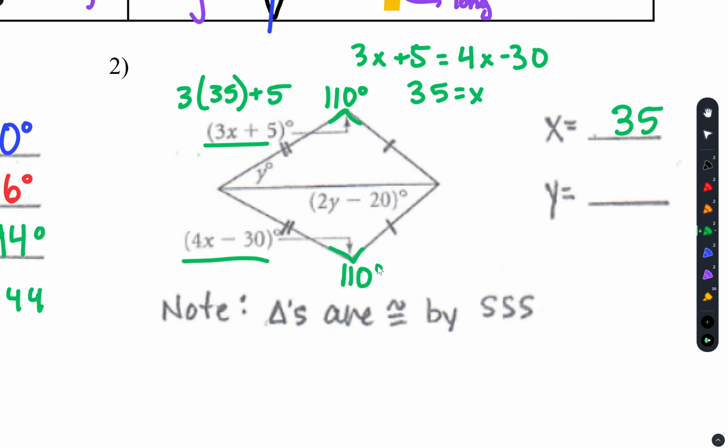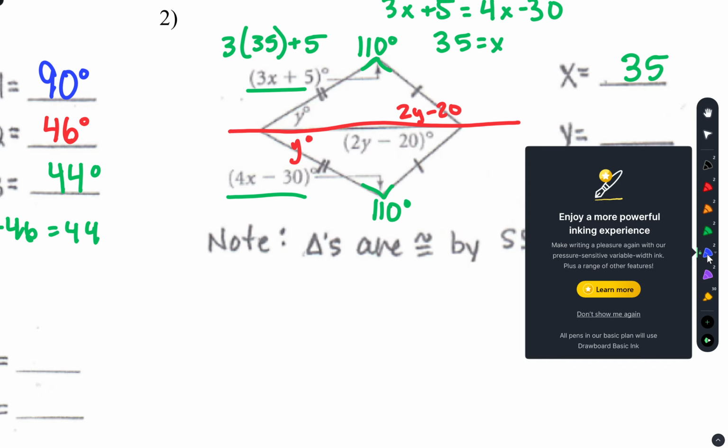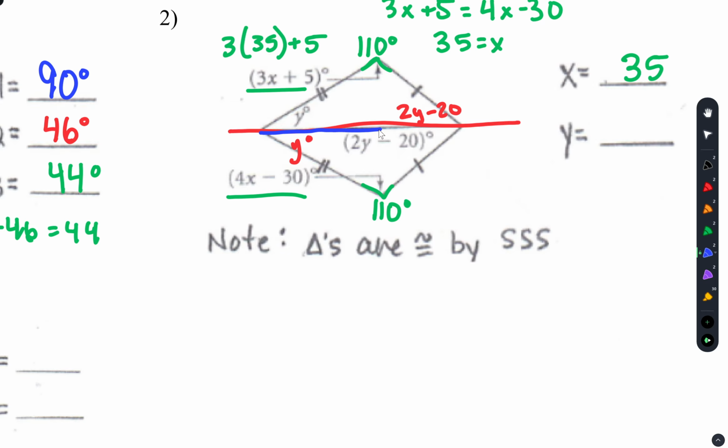Then I start looking at my symmetry. I know that these two triangles, the one on the top and the one on the bottom, are symmetrical by this line right here. So if y is there, that's also y. If 2y minus 20 is there, 2y minus 20 is also here. Does that help? What can we set up here? Caitlin. Beautiful. We get a triangle.